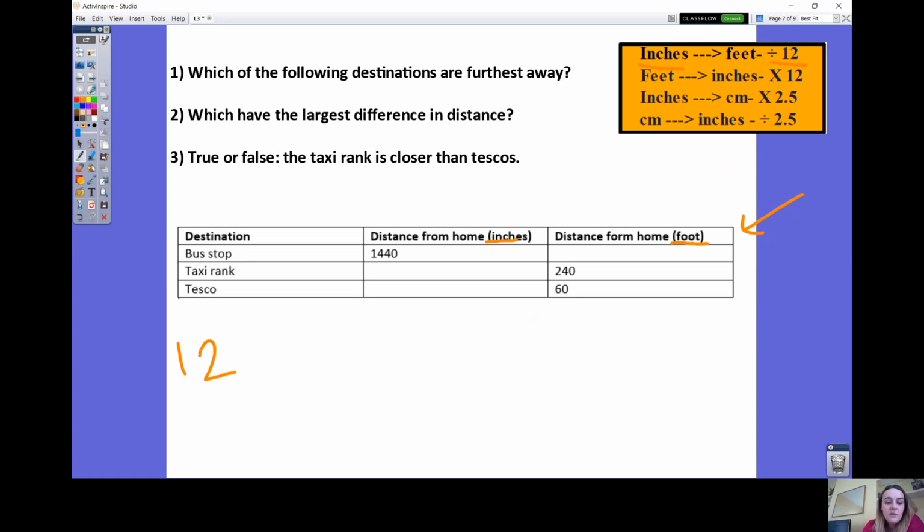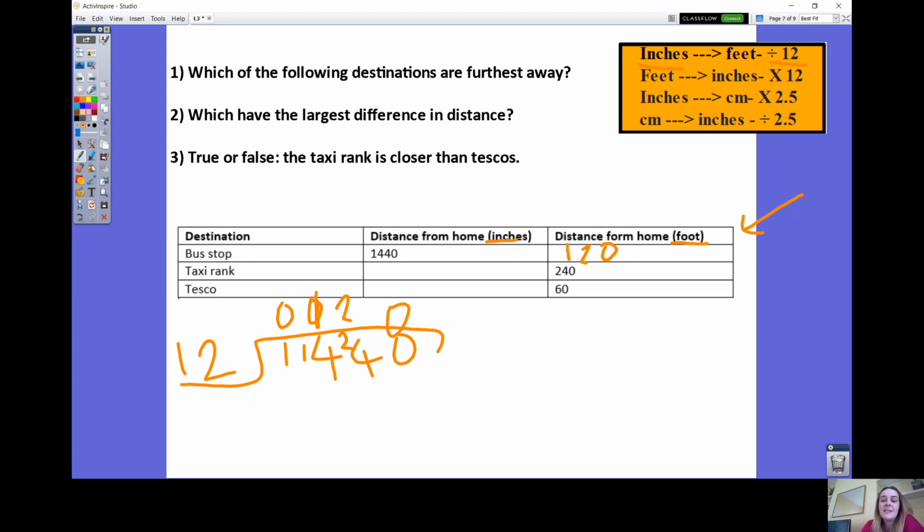So, 12 into 1440. 12 into 1, you can't do. 12 into 14, here you get 1. Sorry, that should have been 1 there, my mistake, because 12 into 14 is 1. Sorry, I put it wrong there. 12 into 24 is 2, 0. So distance from home in feet is equal to 120 feet. Okay, so the bus stop is 120 feet from home.